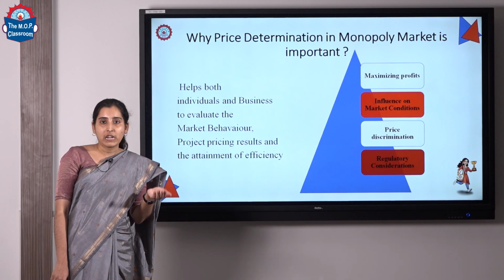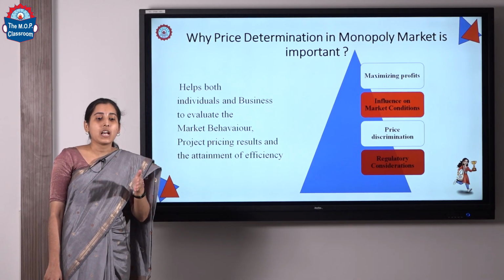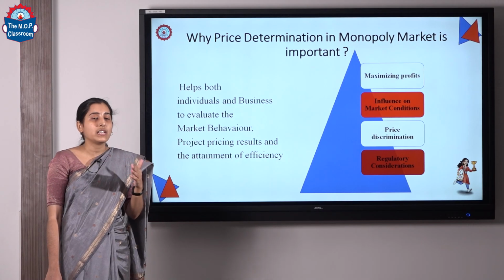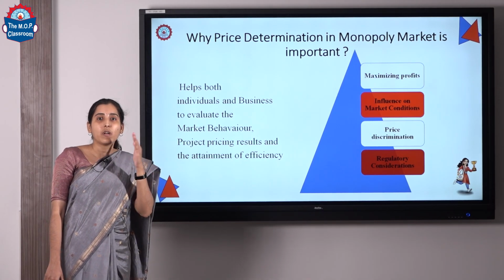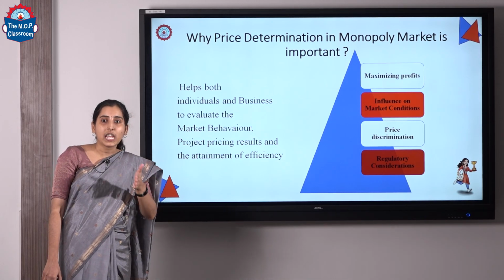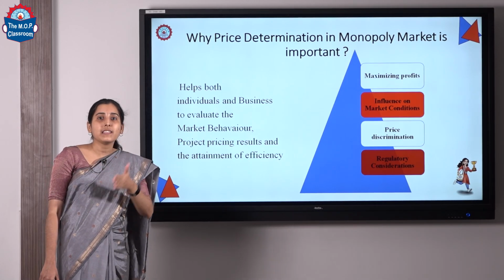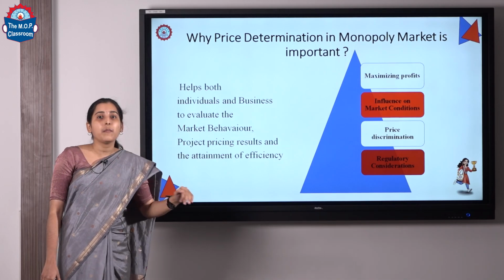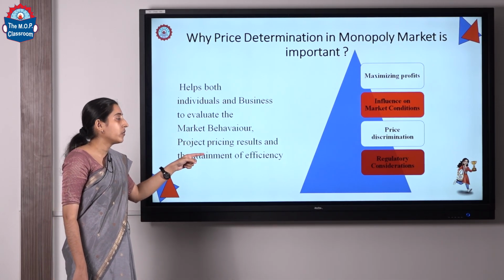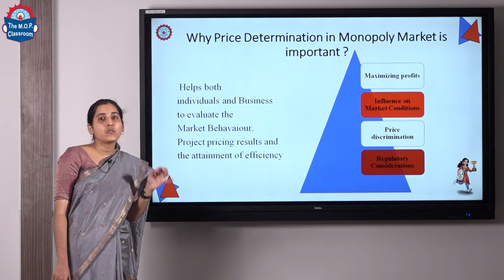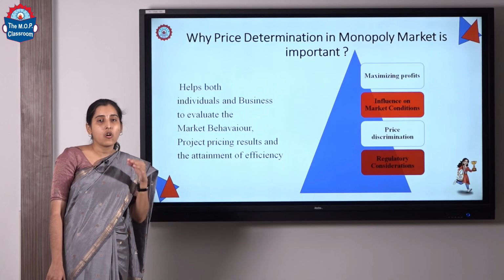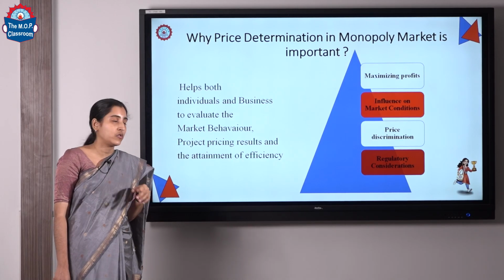When you talk about the railways, you have different classes of tickets, for example, 2 AC tier, 1 AC tier and 3 AC tier, and the sleeper class. For each and everybody, there is price discrimination for the same travel in the railways. In the same way, regarding the regulatory consideration, he is well aware of the government interventions which are going to affect his market behavior.